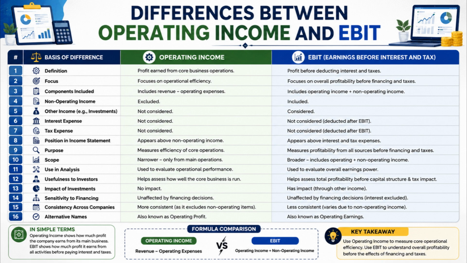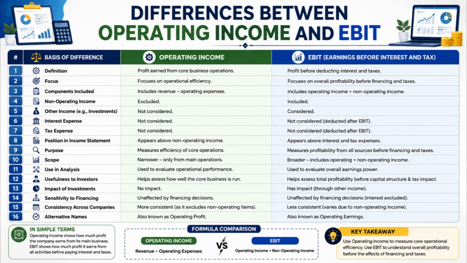Number 7. Operating income excludes tax expenses, whereas EBIT is also calculated before taxes are deducted. Number 8. Operating income generally appears before non-operating income in the income statement, whereas EBIT appears before interest and tax expenses. Number 9. Operating income is used to measure the profitability of core operations, whereas EBIT measures profitability from both operating and certain non-operating activities.